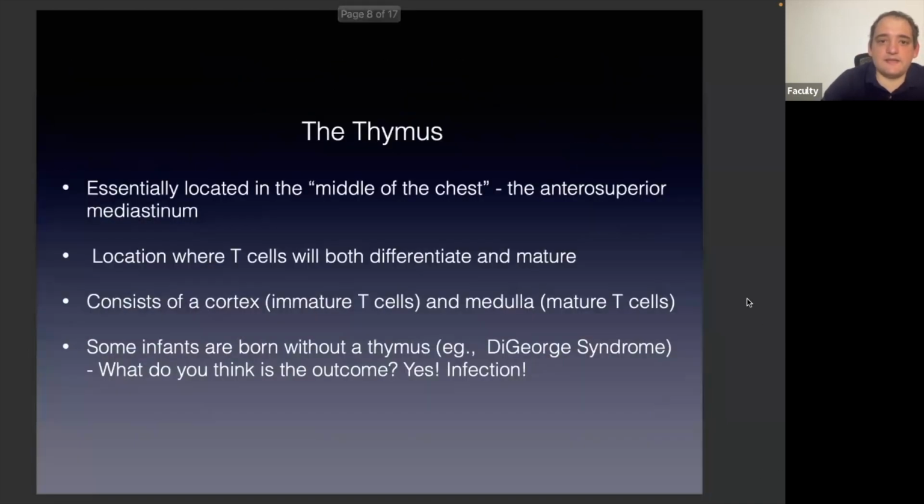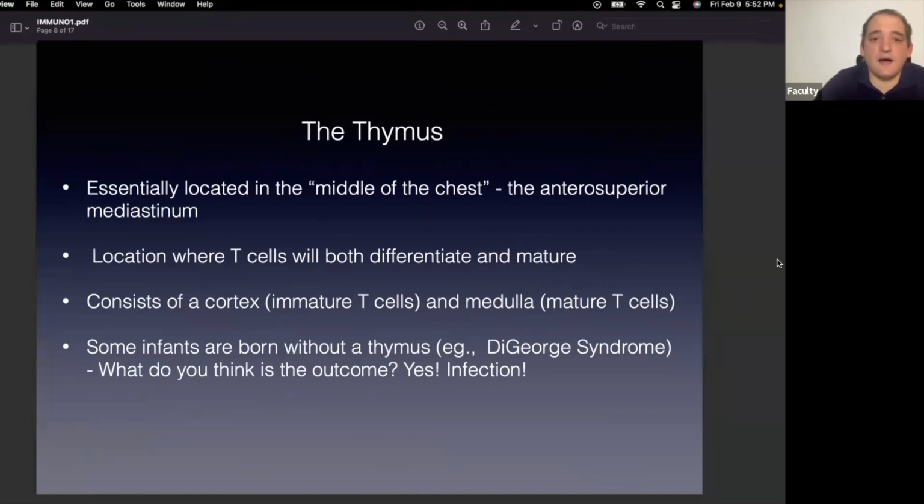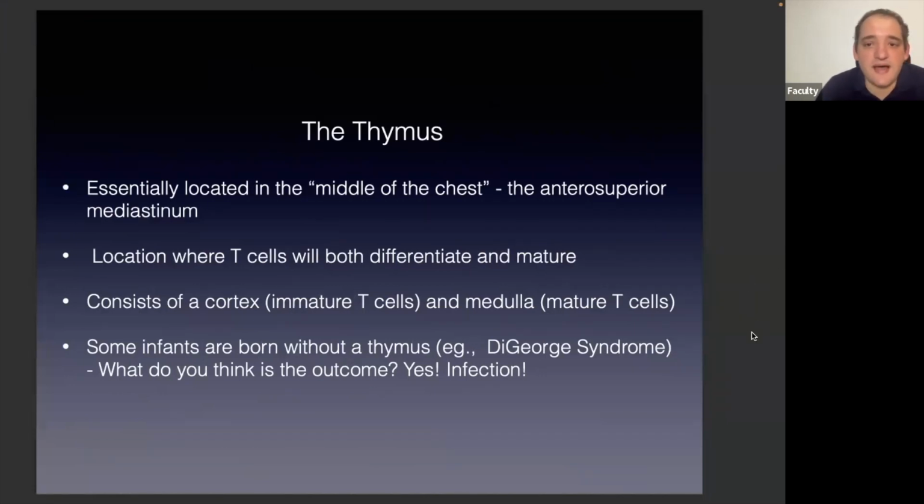Okay. And so now, when we talked about the primary organs, the secondary organs, we talked about the bone marrow. And now we're going to talk about the thymus. The thymus is one of the primary immune system organs. It's mostly involved with T cells. It's a location where T cells can differentiate. They can also mature. The thymus is located kind of right in the middle of the chest, a little bit to the left, in the anterosuperior mediastinum. It's kind of just a little bit to the left there.